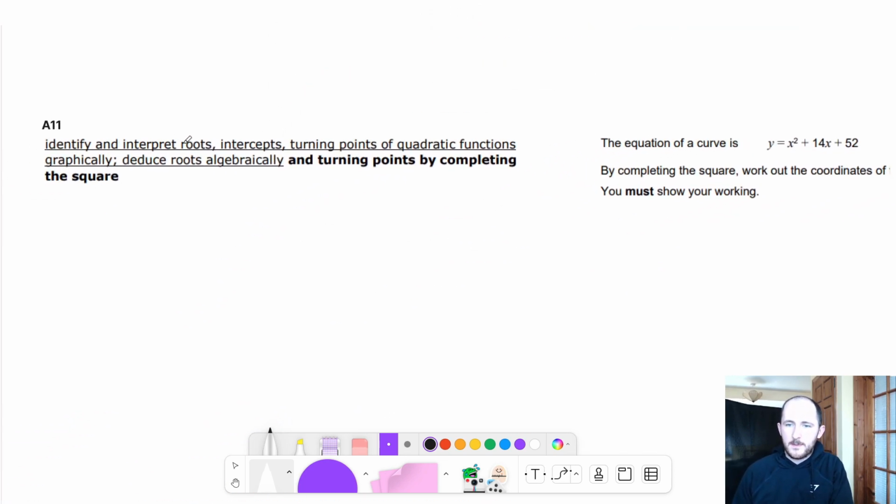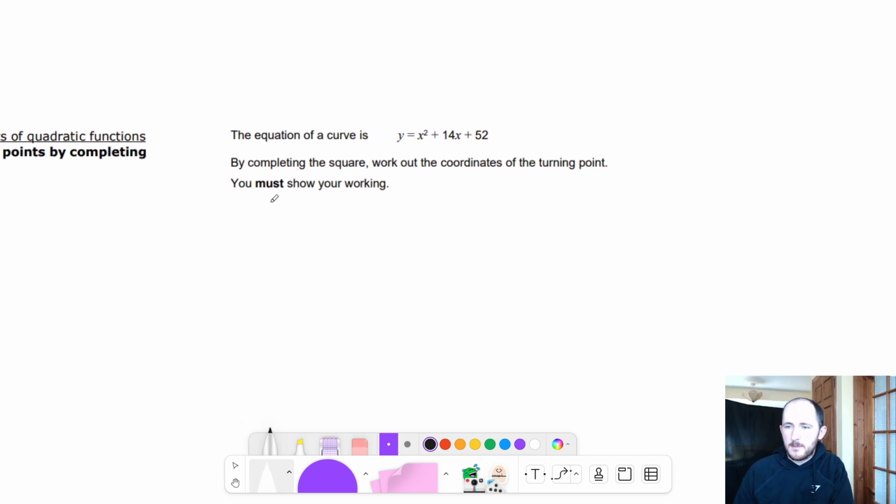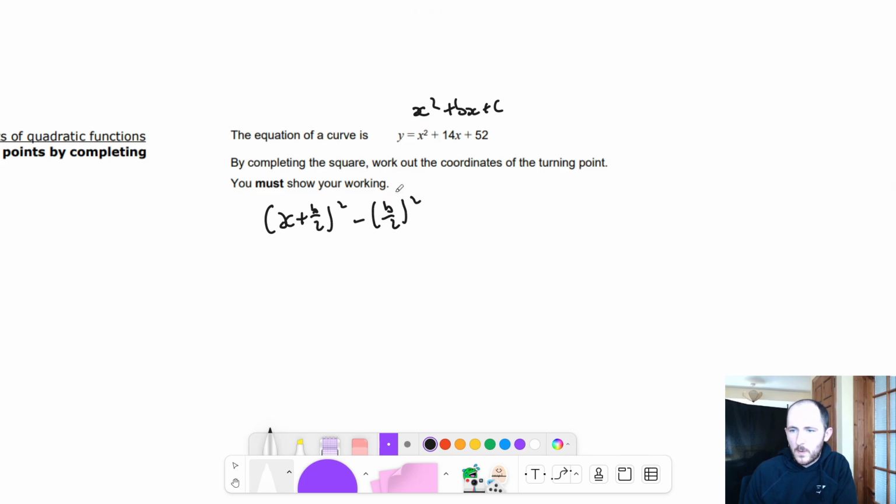You need to identify and interpret roots, intercepts and turning points of quadratic functions, deduce roots algebraically and turning points by completing the square. So, for completing the square, here's what you do. Here's the equation, right? So if your general equation is x squared plus bx plus c, as you can see, that matches up pretty well. The equation for completing the square is x plus b over 2 squared minus b over 2 squared plus c.